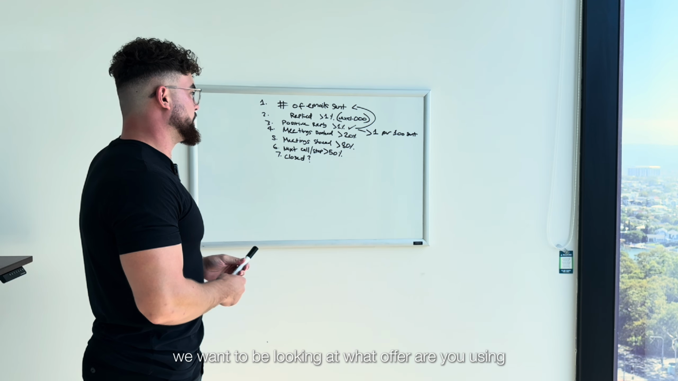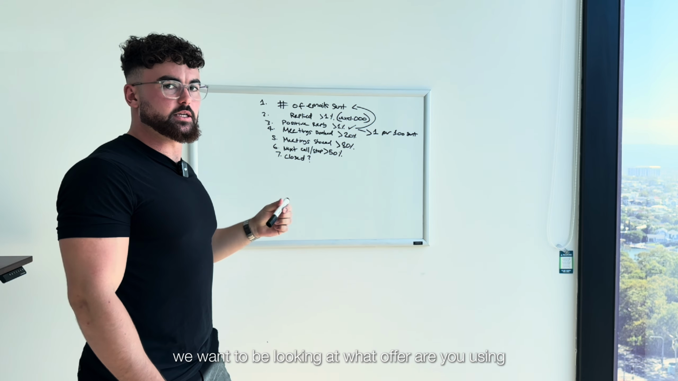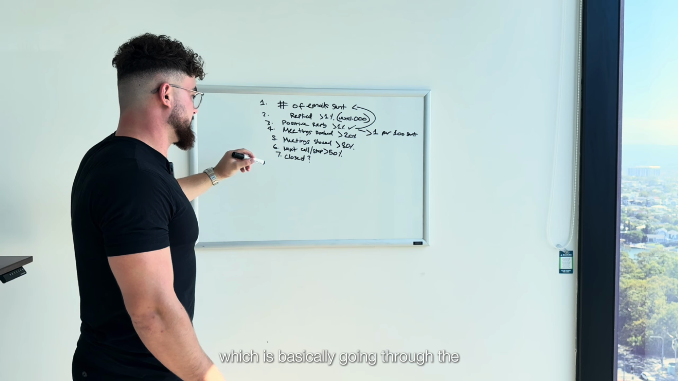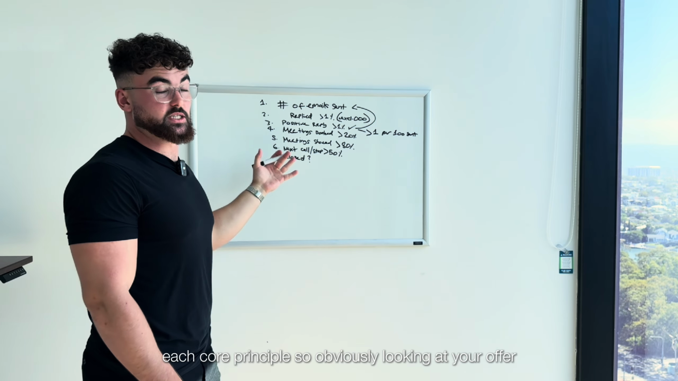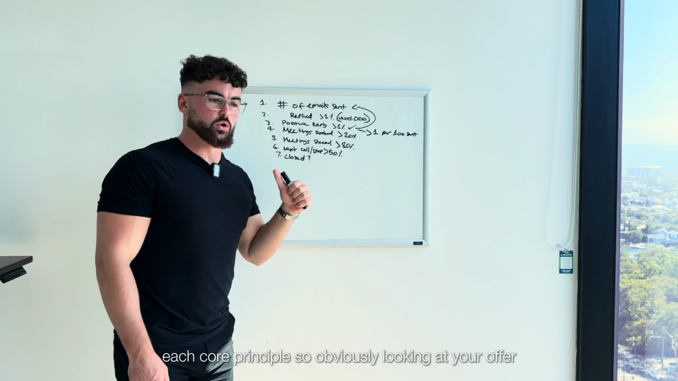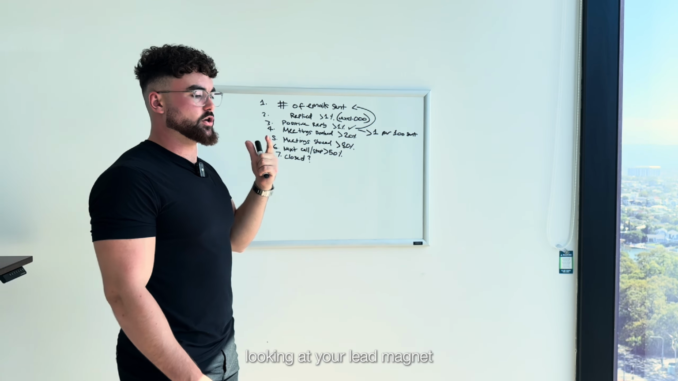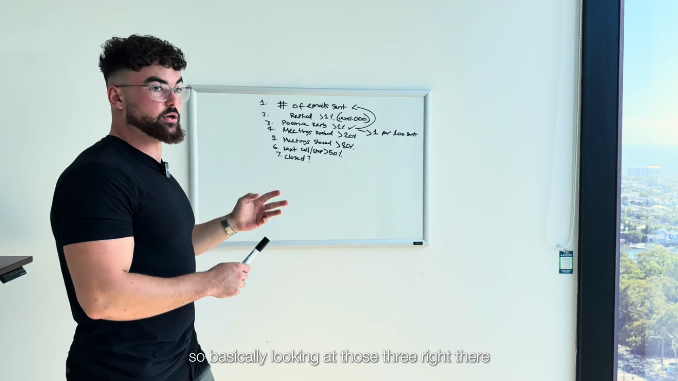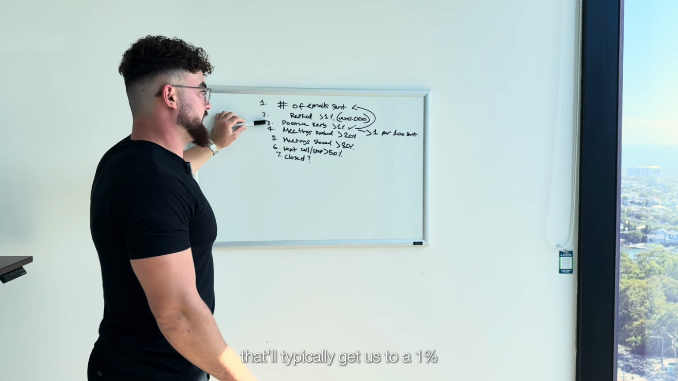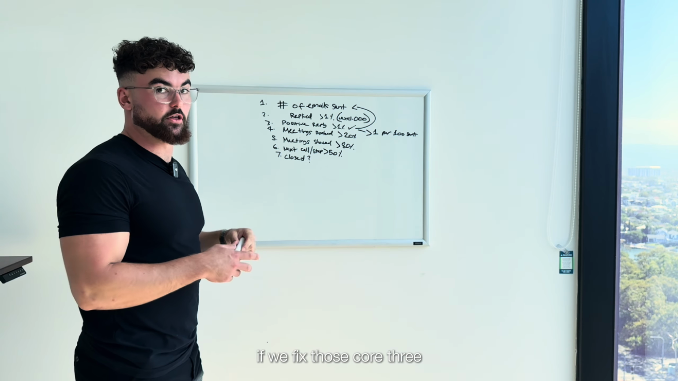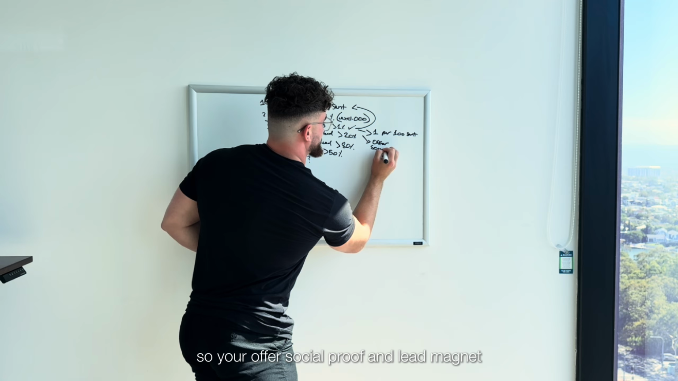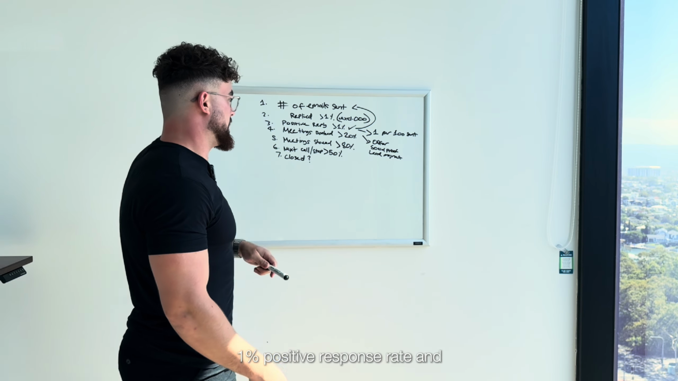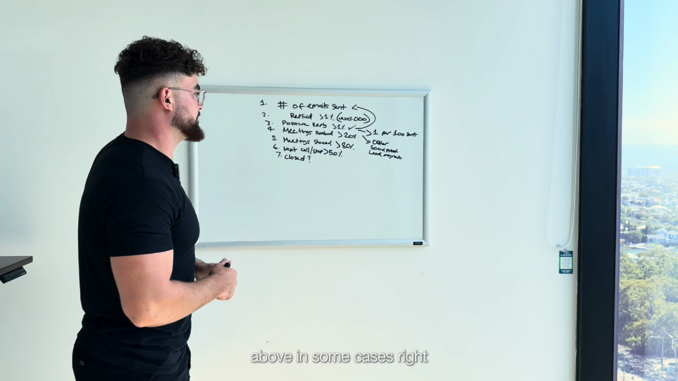And so basically we want to be looking at what offer are you using? Like, what are you actually sending out? So obviously back to one of my other videos, which is basically going through each core principle. So obviously looking at your offer, looking at your social proof, looking at your lead magnet and call to action. So basically looking at those 3 right there. That'll typically get us to a 1% if we fix those core 3. So your offer, social proof, and lead magnet. They're the 3 that are typically gonna get you to that 1% positive response rate and above in some cases.